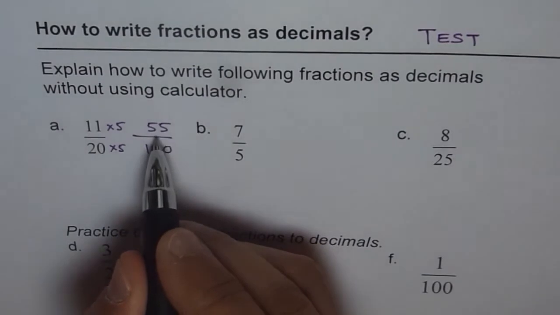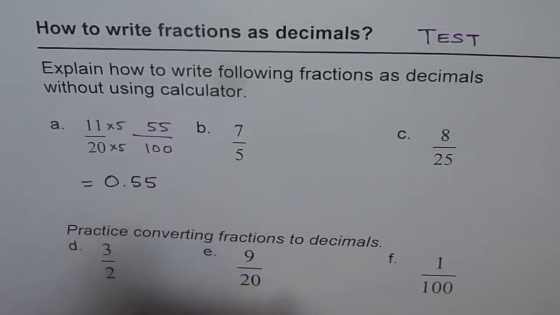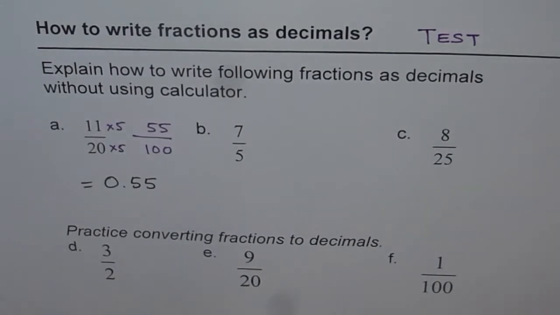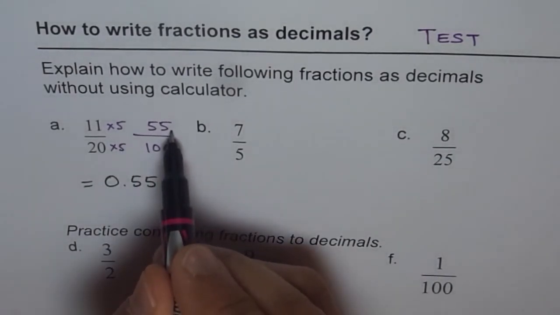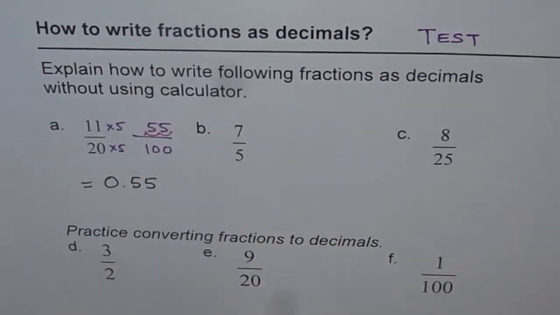So you have to shift 2 decimal places, and then you can write this as 0.55, right? So that is how you could do it. So dividing by 100 really means the decimal is here. It has to be moved 2 units, correct? So that's how you get it.